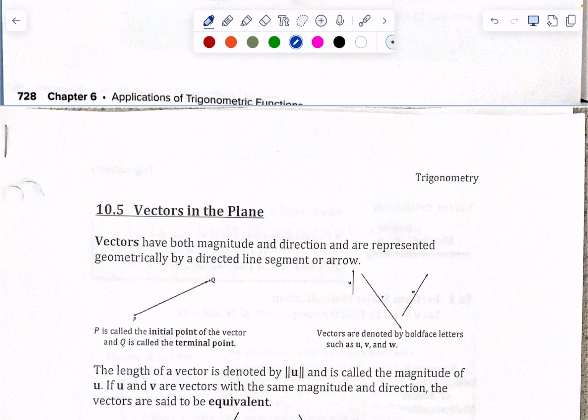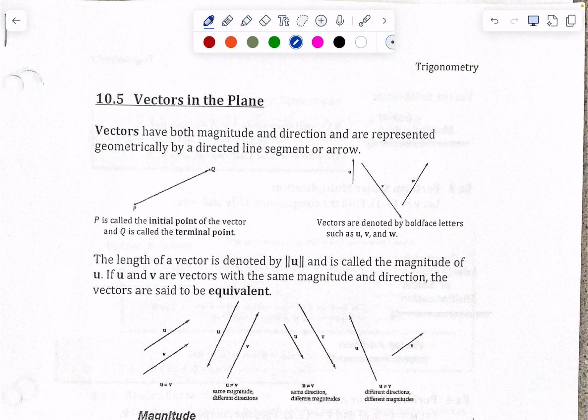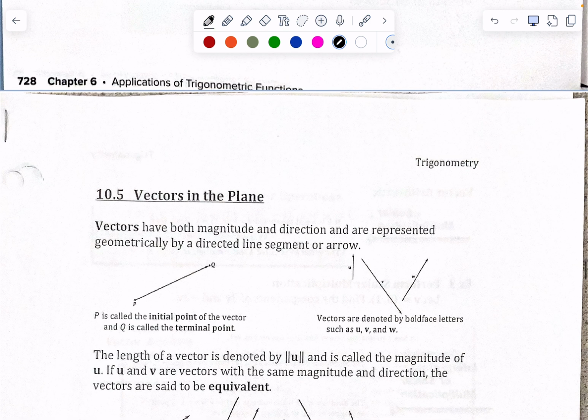So 10.5, I'll give you this when you come back, but 10.5, vectors in the plane. All right, you guys had vectors in physics. What is your prior knowledge of vectors in physics? Direction and magnitude. Magnitude and direction. 60 miles per hour north. Okay, magnitude and direction.